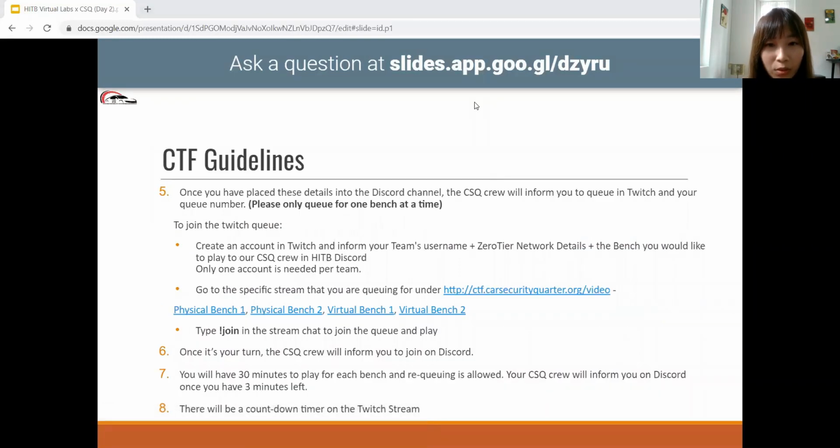Okay. Please queue for only one bench at a time. The format to join is: create an account on Twitch first, join the queue on Twitch, and inform the team in Discord that you would like to play. Only one account is needed. Then go to ctf.carsecurityquarter.org/video, and you will see all the streams there. Once it's your turn, your CSQ crew will inform you on Discord. Once you have 3 minutes left, they will inform you as well.